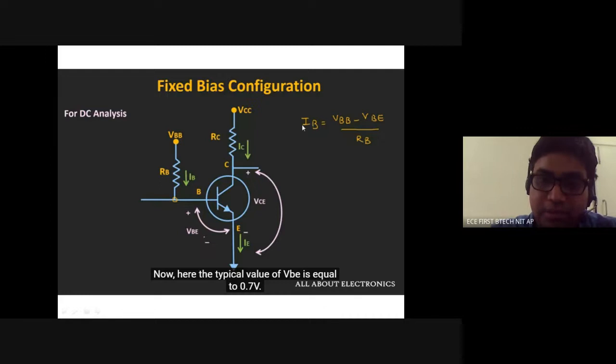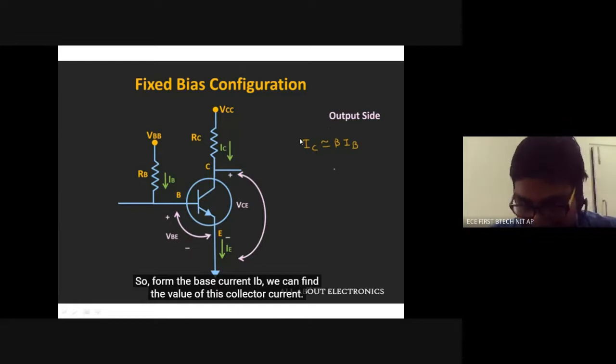Now, the base current here will be VBB minus VBE divided by RB. VBE is the input voltage, and this is nearly 0.7 volt, taking silicon, the knee voltage we generally take for a PN junction diode. So this is constant at 0.7 volt, and VBB is constant, so IB depends only upon RB. If for some reason RB changes, our IB will change. Then IB changes, so the collector current will change, and that will affect what we call the operating point here.